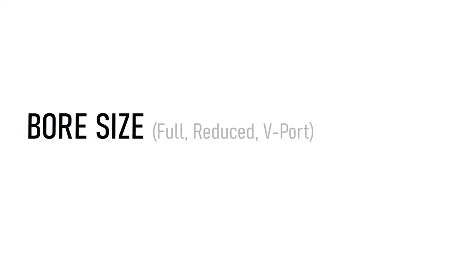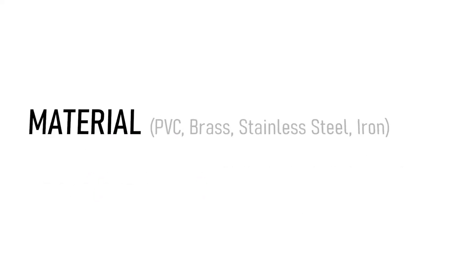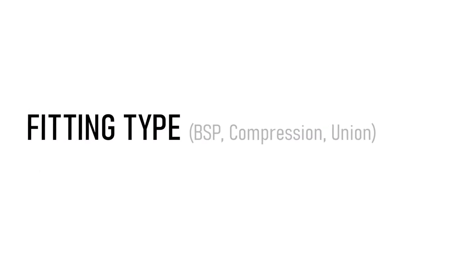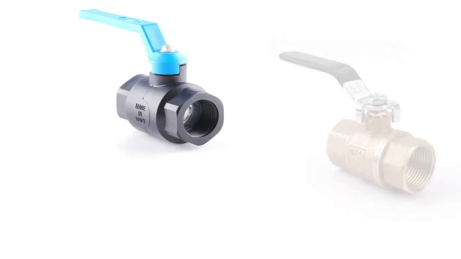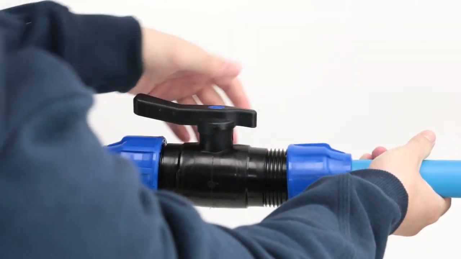Now, ball valves can be categorised by a number of factors, but the main thing to pay attention to is what end fittings they have and what purpose they'll serve in your pipe system. For example, a large portion of ball valves are connected via BSP threading, which are more awkward to repeatedly disconnect for maintenance than, say, a valve using a compression fitting.